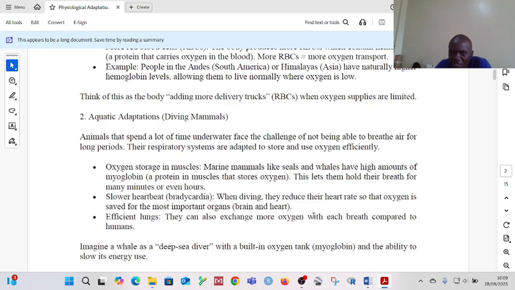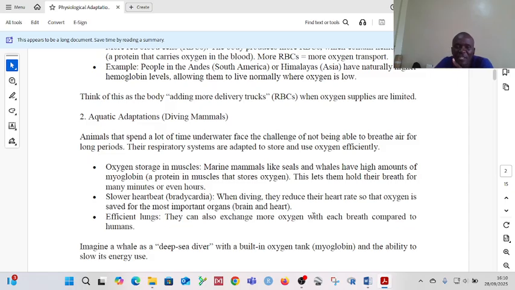But when you reduce the pace at which the heart is beating or pumping, then you also reduce the amount of oxygen that is needed. So there is some left that can now go to the brain. Okay? These aquatic animals also have efficient lungs.